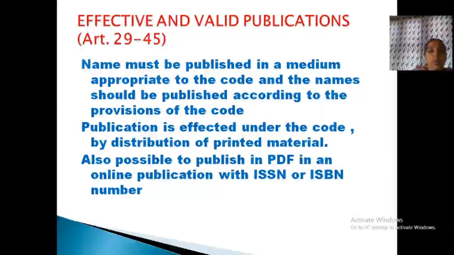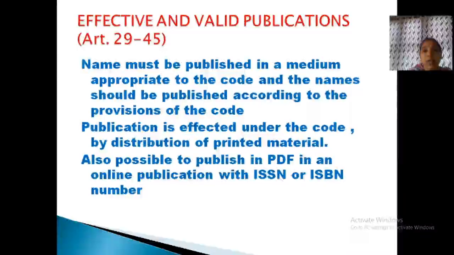Okay. Now, it is possible to publish in PDF, but very important, if it is an online journal publication, it should have the international standard number, ISSN or ISBN. The standard book number is required. Clear? Only in such a publication can you publish the name. Then only does it become effective and valid. So the medium of publication is very important, and it should be according to the code, in printed material, and if now available in PDF format online, it should be published with an ISSN or ISBN, in a journal or authored book. Clear?